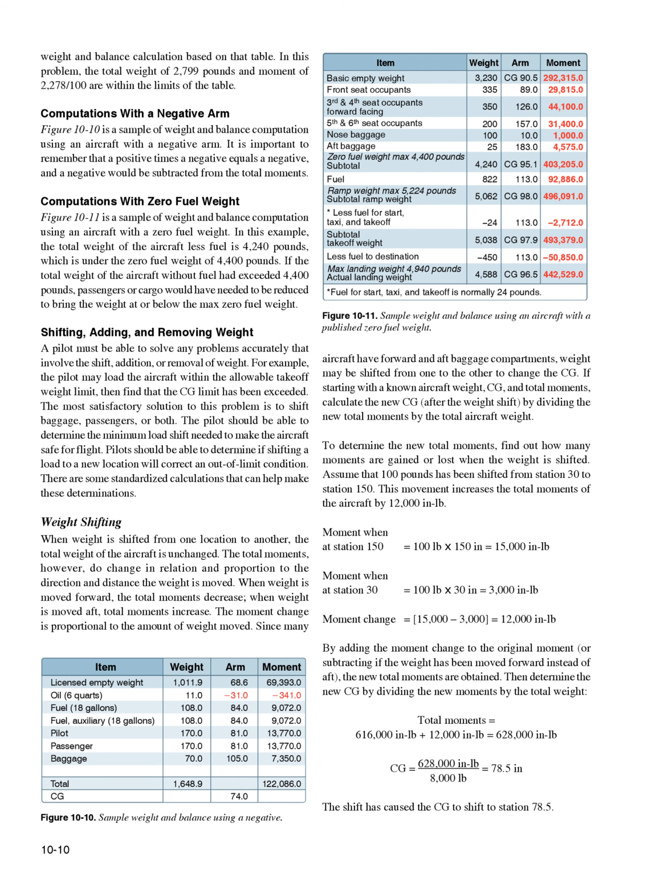It is important to remember that a positive times a negative equals a negative, and a negative would be subtracted from the total moments. Computations with zero fuel weight. Figure 10.11 is a sample of weight and balance computation using an aircraft with a zero fuel weight. In this example, the total weight of the aircraft less fuel is 4,240 pounds, which is under the zero fuel weight of 4,400 pounds. If the total weight of the aircraft without fuel had exceeded 4,400 pounds, passengers or cargo would have needed to be reduced to bring the weight at or below the max zero fuel weight.